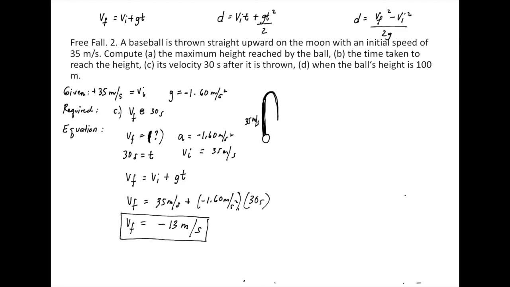So what does this mean? This means that the velocity is 13 meter per second, and that is downward, 30 seconds after it has been thrown.